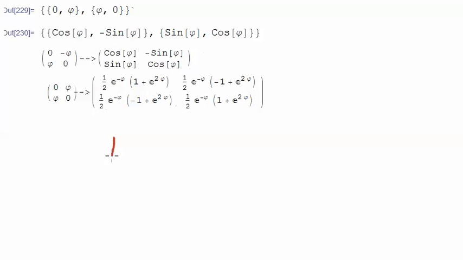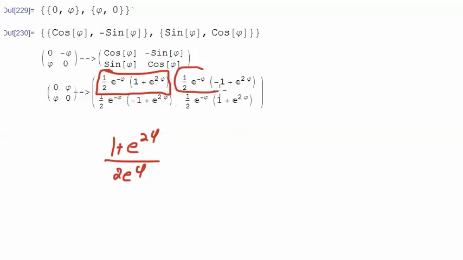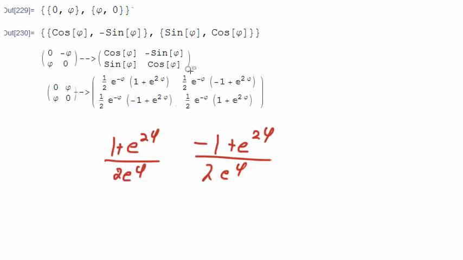Let me rewrite it as 1 plus e to the 2 phi over 2e to the phi. That's this part right here. And then I will take this part right here and get negative 1 plus e to the 2 phi over 2 e to the phi. And you'll see the bottom two are the same as the top two, but kind of in reverse. This one is equal to this one, and this one is equal to this one. So we really only need to identify what those two things are.